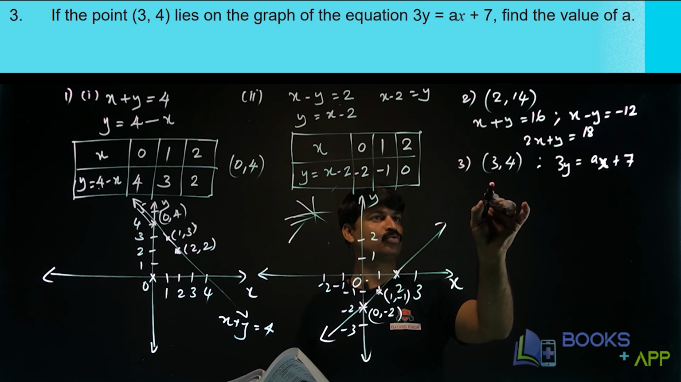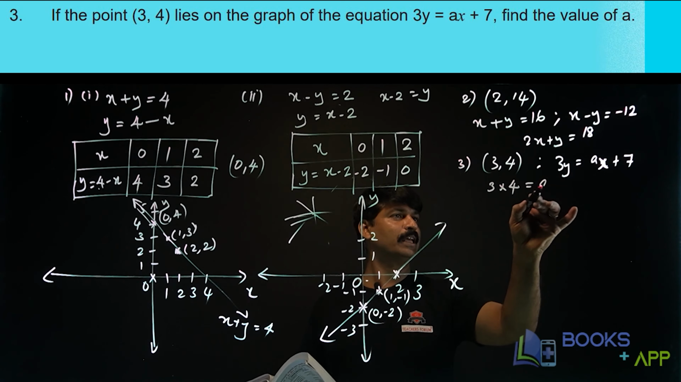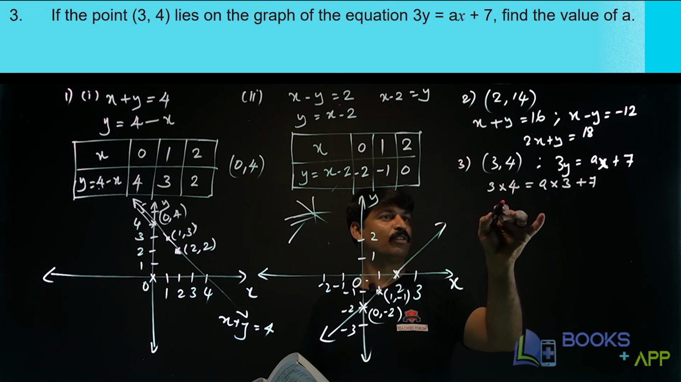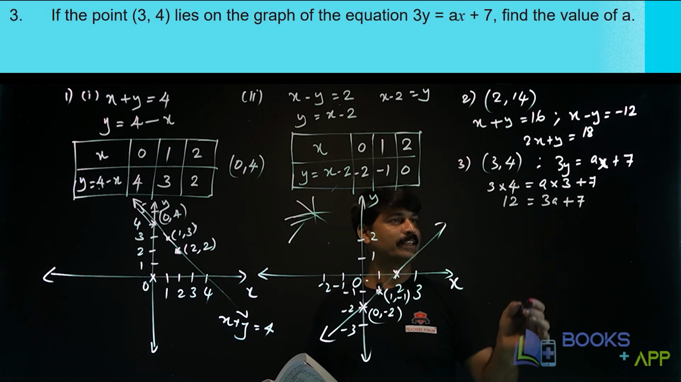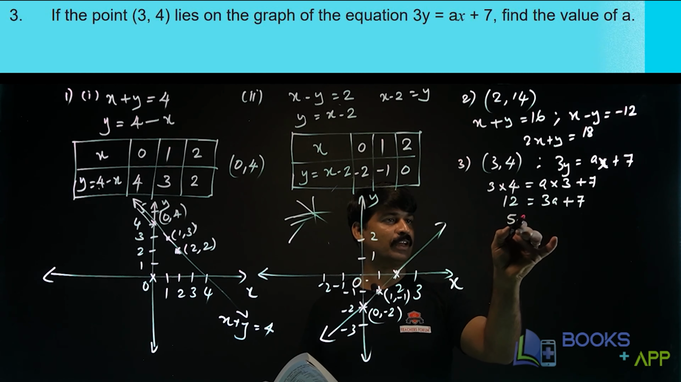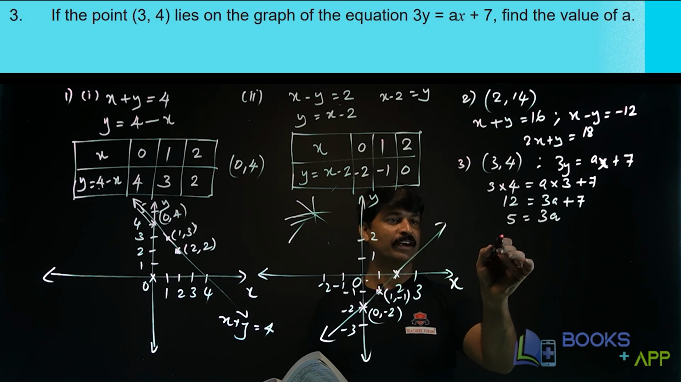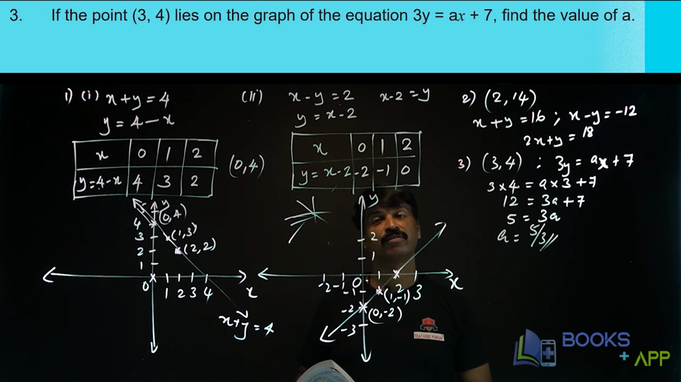Let us substitute. 3 into what is y? y is 4. That is equal to a into what is x? x is 3, plus 7. 3 4s are 12. 12 is equal to 3a plus 7. Let us take 7 to this side. So it becomes 12 minus 7, that is 5. 5 is equal to 3a. Then what is a? 5 divided by 3. So a is equal to 5 by 3. So the value of a is 5 by 3.